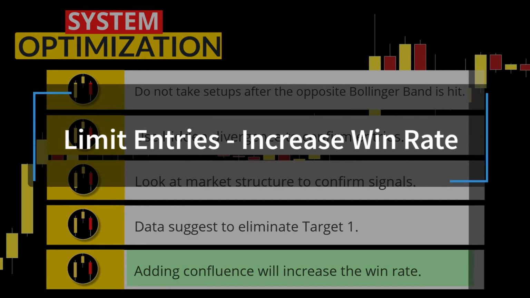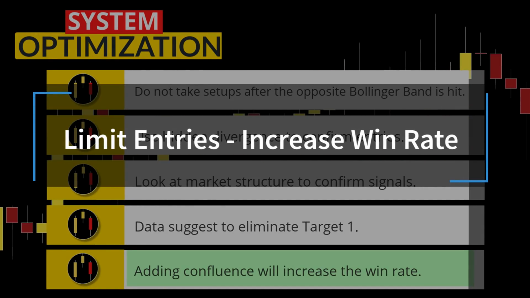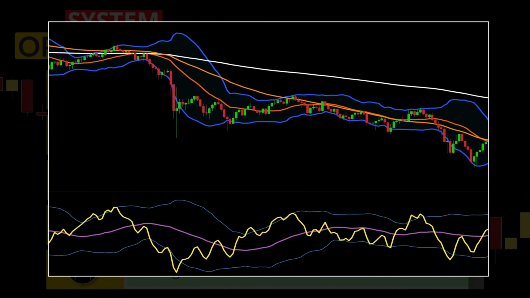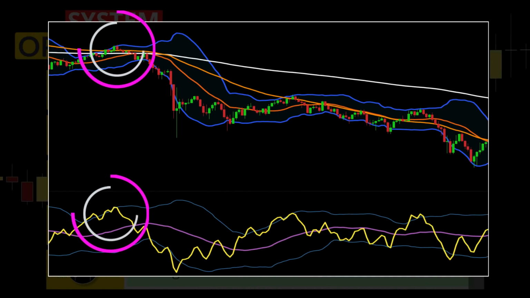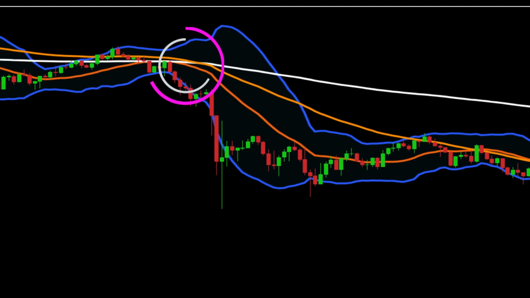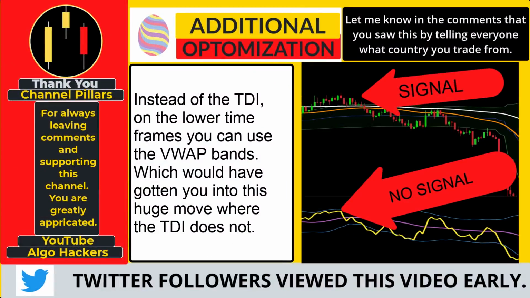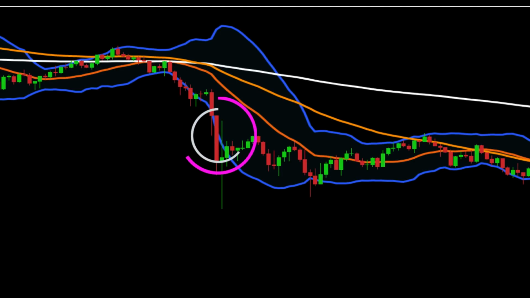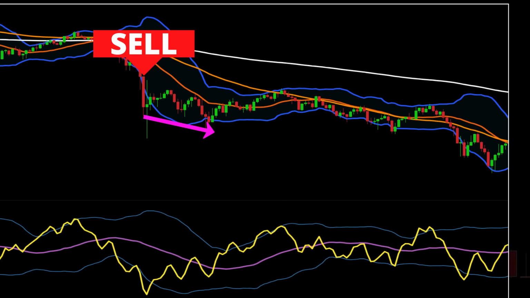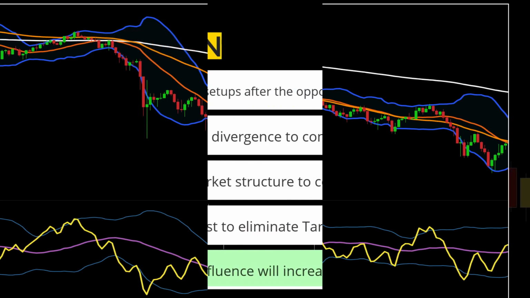Next, adding confluence to this system will limit the number of entries but increase your win rate. On this chart, we have the additional confluence of a break above the Bollinger Band on the RSI and price, plus a cross of the EMA and TEMA, in addition to a break of dynamic support below the bottom Bollinger Band on price. This is followed by a huge bearish move.